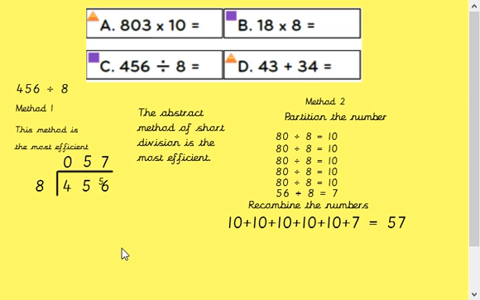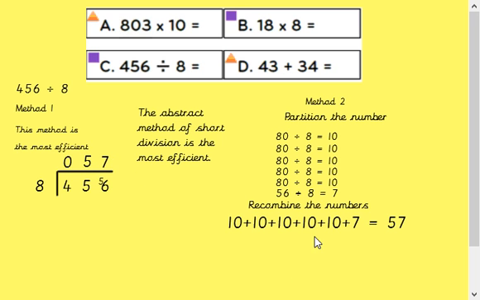Next question, 456 divided by 8. Method 1, you might want to use bus stop. Set your answer up. You're looking for how many 8s there are in 456. 8 goes into 4, doesn't work, so you have to put a 0. Then 8s into 45 is 5. Well, we know that 5 eights are 40, so there'd be 5 left over. 8s into 56, 7. So our answer is 57.